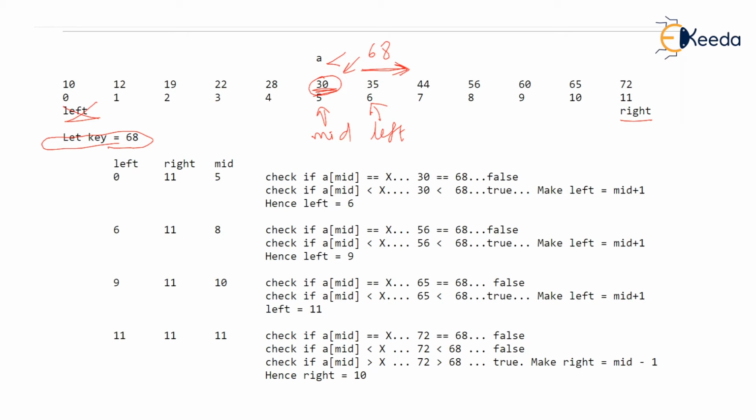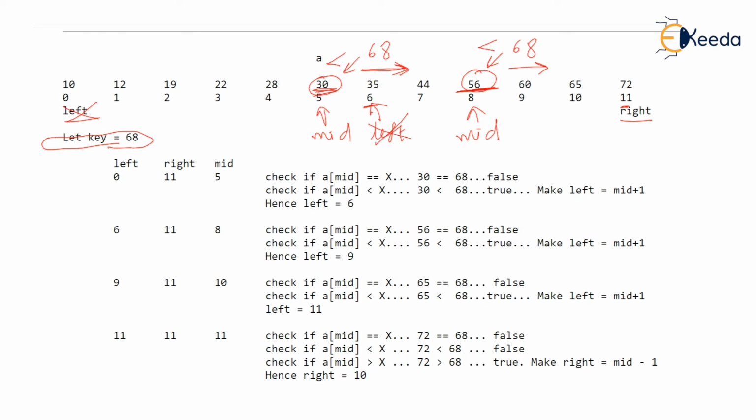At the new mid, ask, is it storing the key 68? It isn't. Then again, at the new mid, you ask, is the midpoint storing a value less than 68? Yes. So the midpoint is having a value less than the key. So the key must be to the right. So we are going to change left again. Left will become mid plus 1.